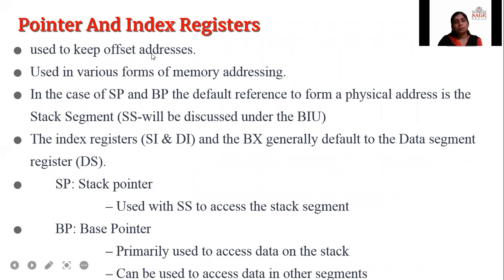Pointer and index registers are used to keep the offset addresses used in various forms of memory addressing. In case of the stack pointer and base pointer, the default reference to form the physical address is the stack segment. The index registers and BX generally default to the data segment. The stack pointer accesses the stack segment, and the base pointer accesses the other segments.